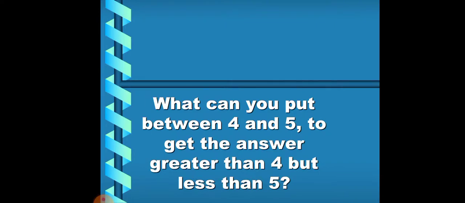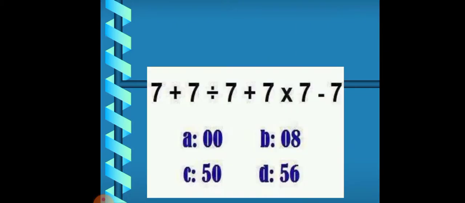Before we move on to today's lesson, which is how to evaluate numerical expressions by applying BODMAS, let's go for this math riddle. What can you put between 4 and 5 to get an answer greater than 4 but less than 5? Just brainstorm about this riddle, and we will come back to it once we are done with our presentation. Let's move on to the next one.